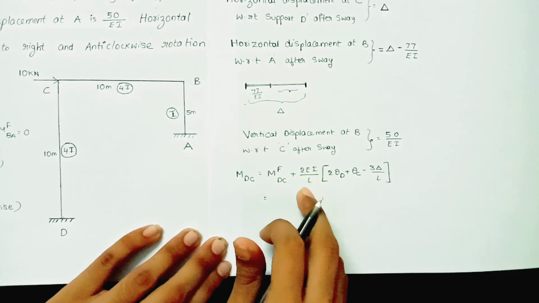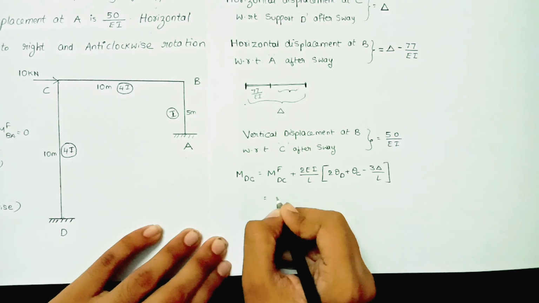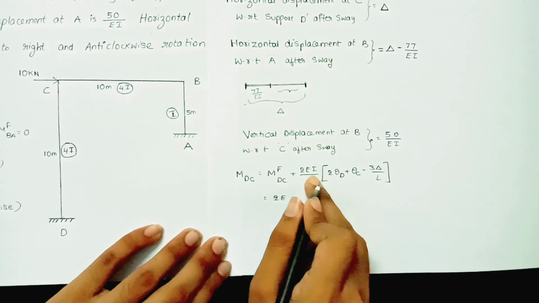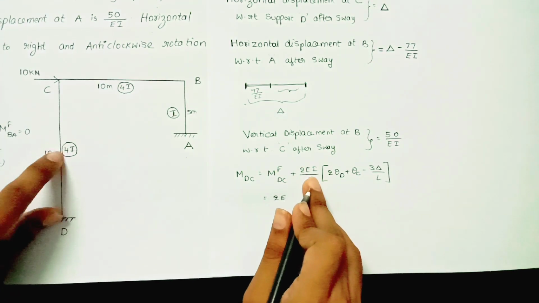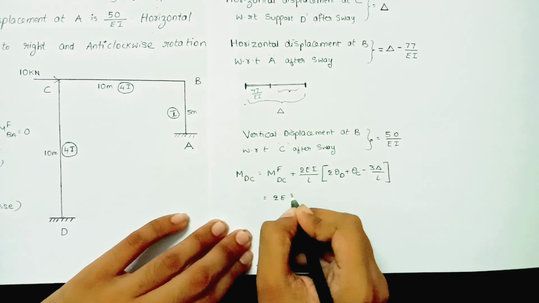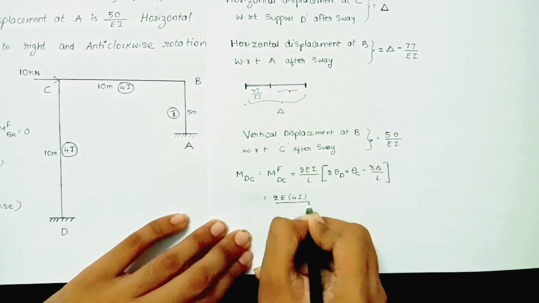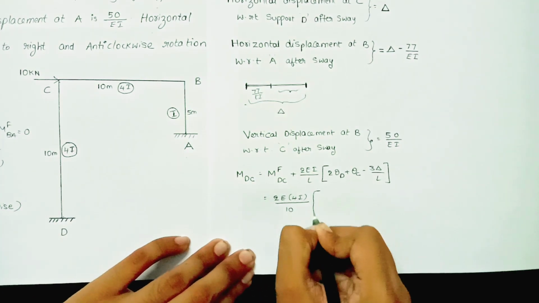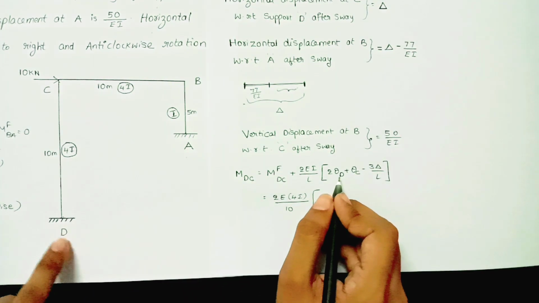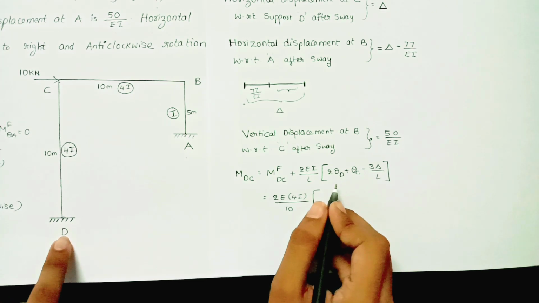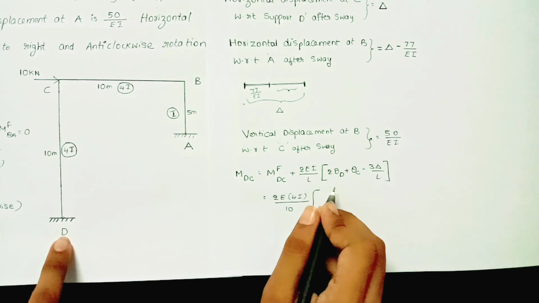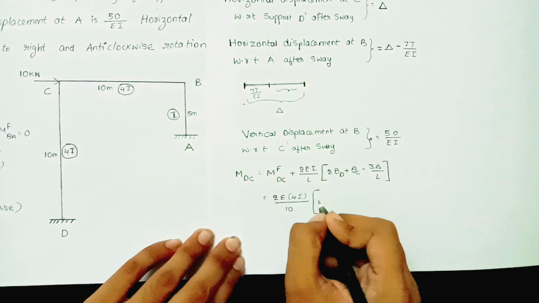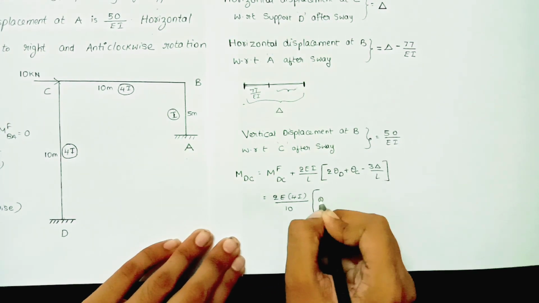Now 2EI by L. I am writing here 2E I, where the value of I for member CD is given as 4I. So I am substituting 4I here, and the length is given as 10 meters. Now theta D is at a fixed support. It doesn't have any yielding, vertical displacement or horizontal displacement. So the slope at D equals 0. 2 into 0 is again 0.